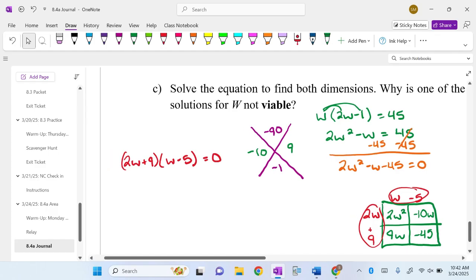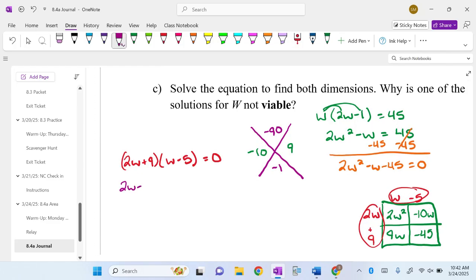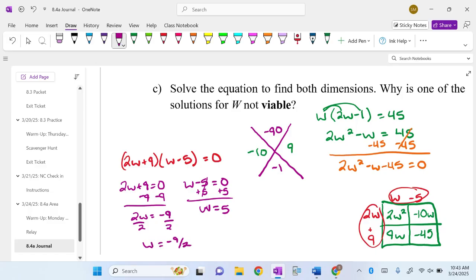How do I finish up solving? So set both of them equal to 0, solve them individually. So how do I solve W minus 5? What's the only thing I got to do? Add 5 to both sides. So W is equal to 5. How do I solve the other one? Subtract 9 first from both sides. 2W is equal to negative 9. Then what? Divide by 2. W is equal to negative 9/2.